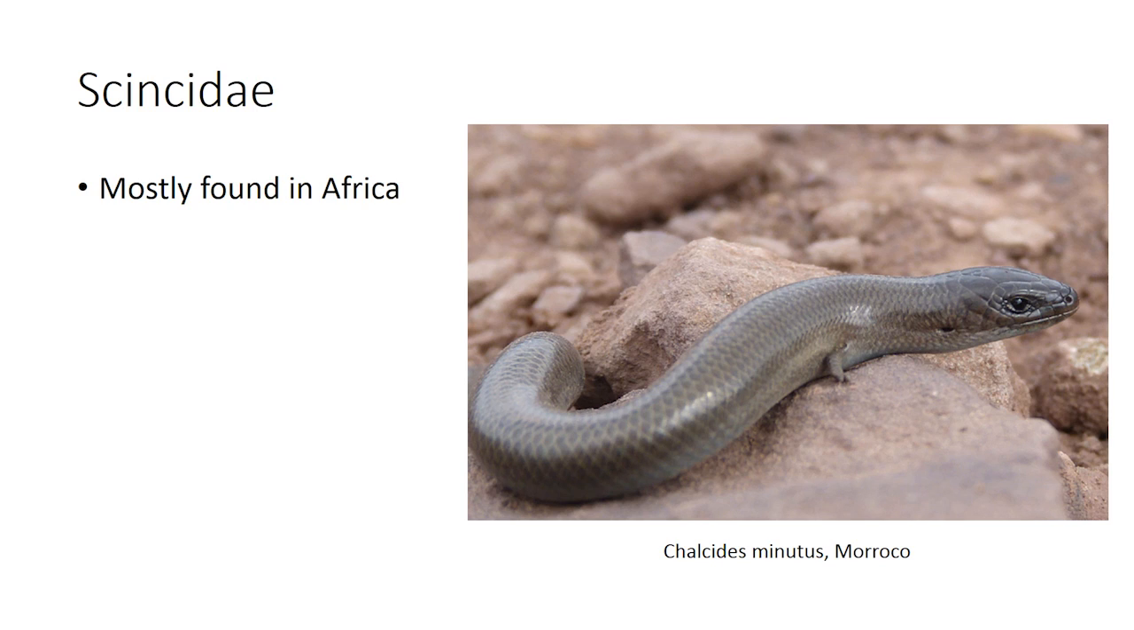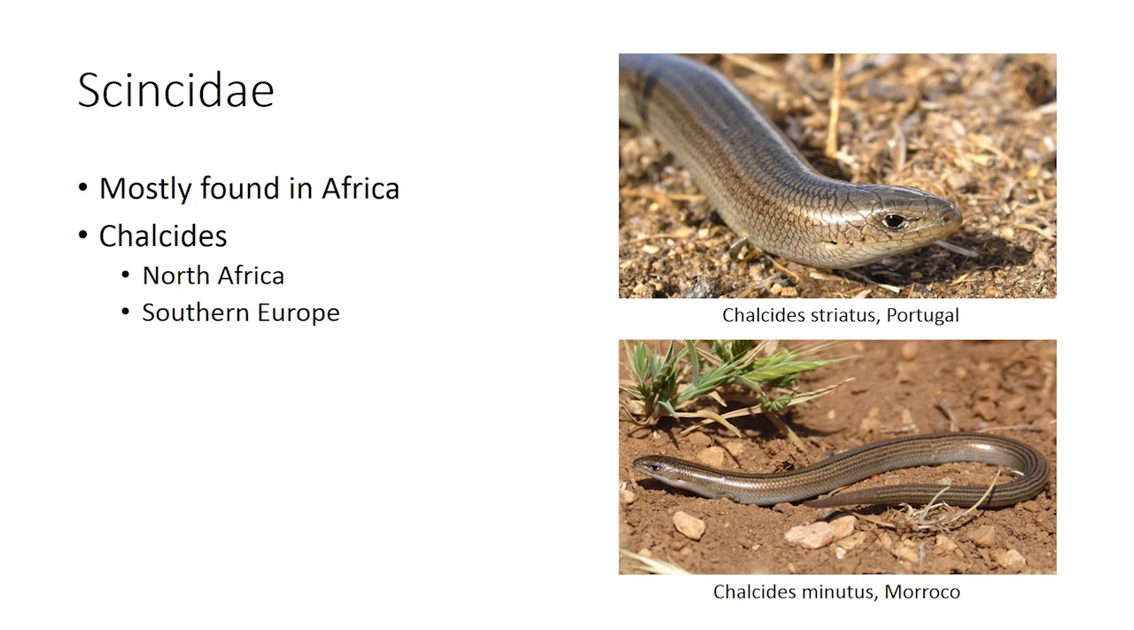And again, this one right here is found throughout North Africa. The Chalcides genus is actually described as being a clade of African skinks. So it's like their one big unifying characteristic, they're all found in Africa. There are some, however, that are found in North Africa and Southern Europe. We have right here this Chalcides striatus, which is found in Portugal, and this is called the western three-toed skink versus just the three-toed skink.